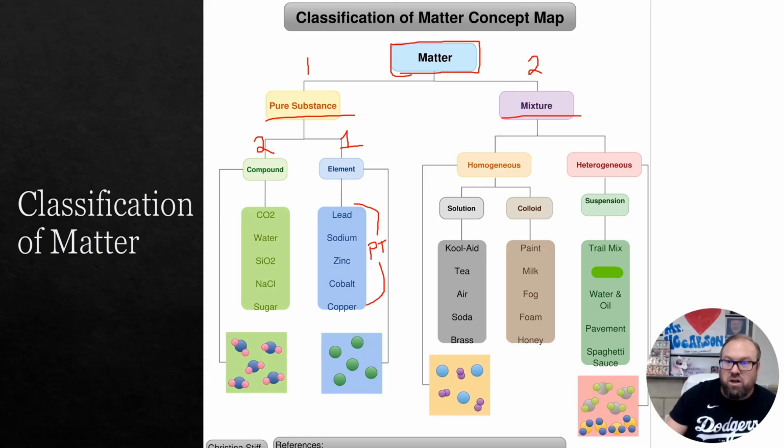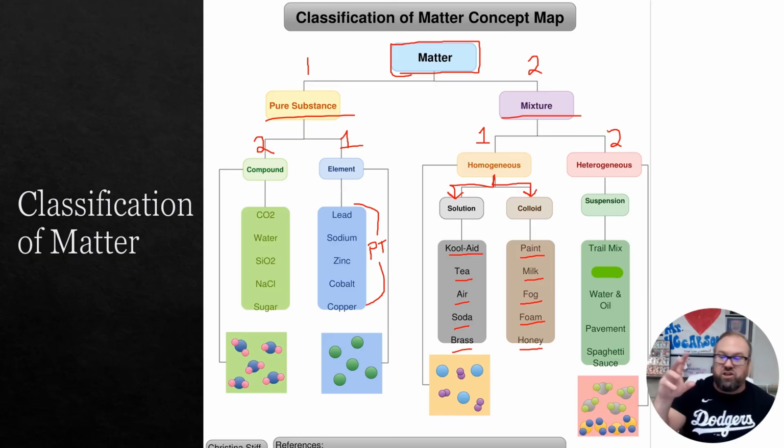Now, for mixtures, we have two major classifications. The first one is homogeneous mixtures, of which we have solutions, and then we have colloids, okay? Now for solutions, these are things like Kool-Aid, tea, air, soda, brass. And for colloids, we have things like paint, milk, fog, foam, and honey, okay? Now, remember, once again, what does homogeneous mean? Uniform composition, or the same composition throughout the mixture, okay? Now, for the second type, we have heterogeneous, which means non-uniform composition or randomization of the mixture throughout the sample.